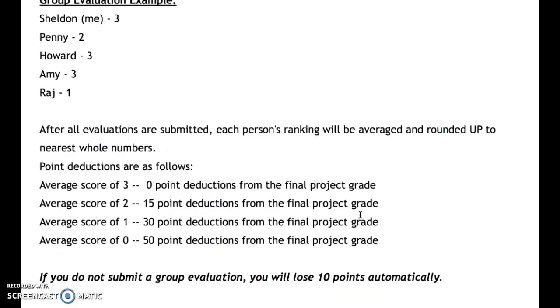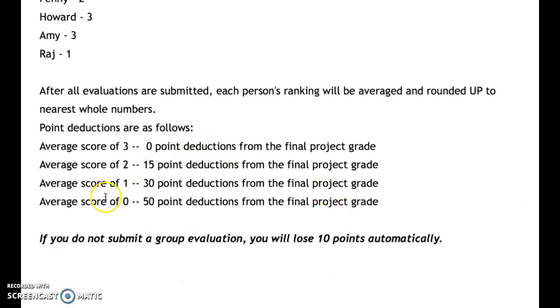All right, so there's an example just for you to read through, and then it tells you your average score and how many points would be deducted. So the best you could do, if everyone scores you at a 3, you would get the group grade. If your group scores you at a 0, meaning you didn't participate at all, you will have a pretty major point deduction from your final project grade. And again here, if you don't submit the group evaluation, you'll lose these 10 points, just right off the top.